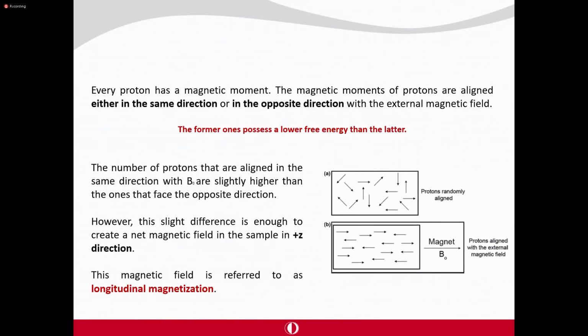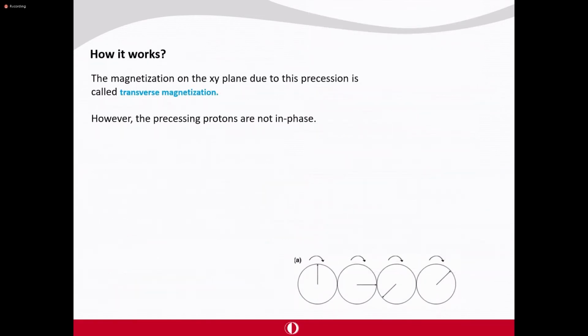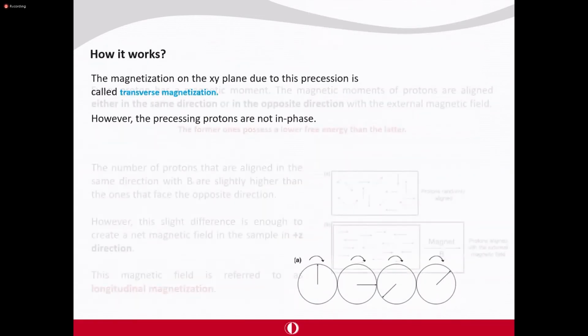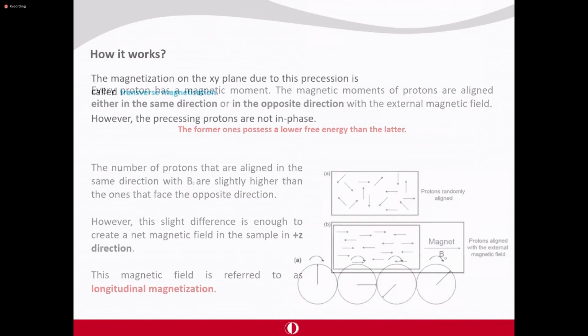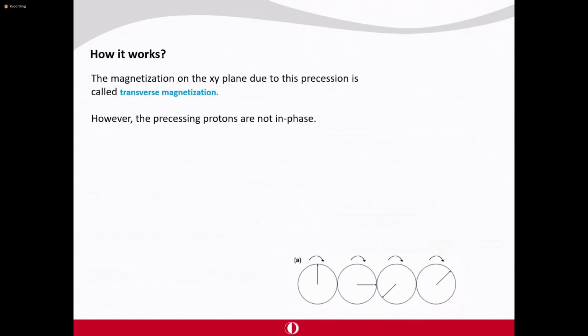So you have the spins precessing in the parallel direction and also in the opposite direction to the magnetic field. And we have a net magnetization, and this net magnetization is known as the longitudinal magnetization. On the other hand, we also have a magnetization on the XY plane, and the magnetization on the XY plane is called transverse magnetization.